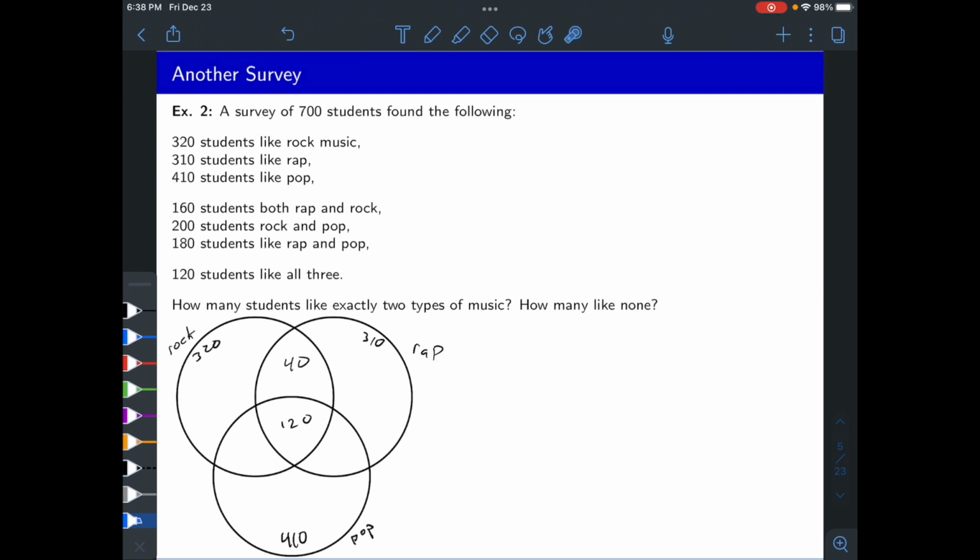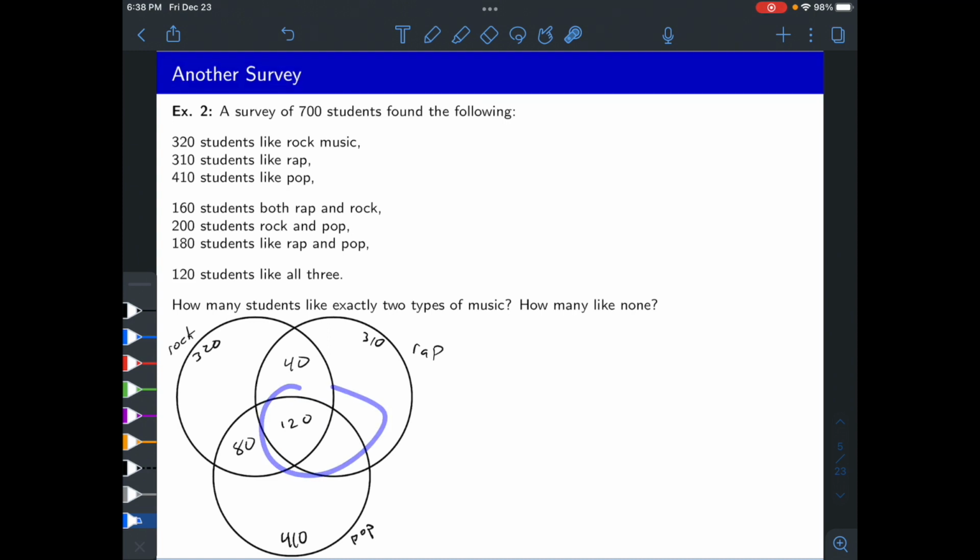Let's do a similar thing for rock and pop. Rock and pop would be this intersection, and that intersection there should be a total of 200. And so if we're splitting 200 into 120 and something else, that something else should be 80. So there are going to be 80 students that like both rock and pop, but not rap.